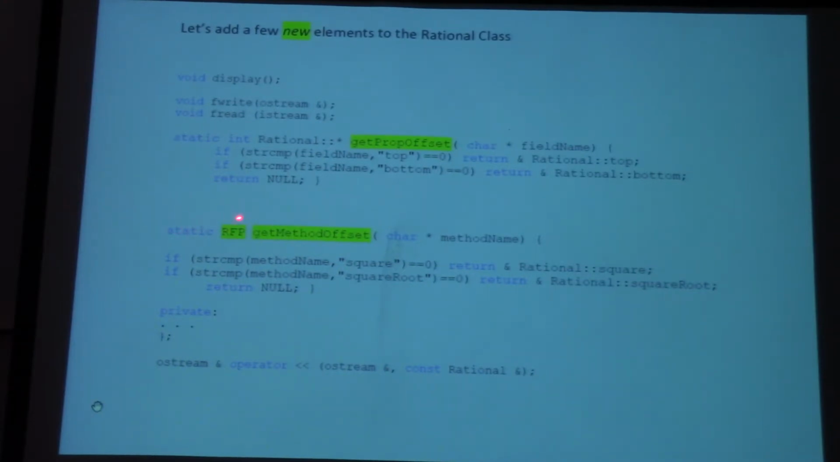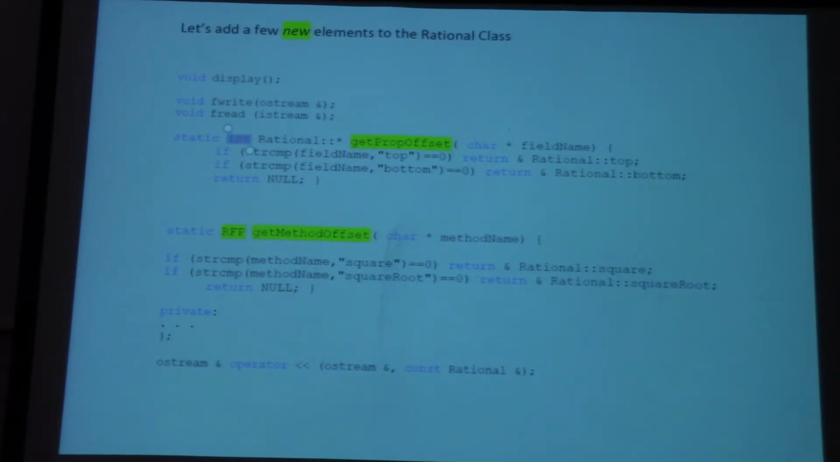And then we're going to have static RFP getMethodOffset. So this is a function. This is a method, right? This method returns an RFP type. What's an RFP type? It returns pointers to functions that fit that profile that we saw before. And it will take as a parameter a C-string method name. So if somebody's looking for a method name that's called square or square root, I might be able to give them an RFP for that.